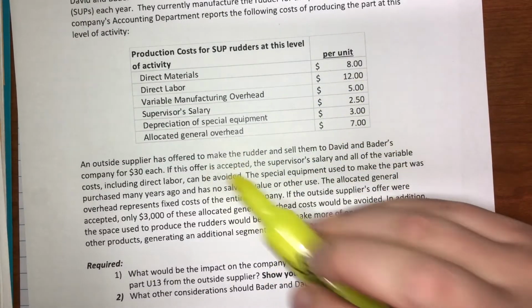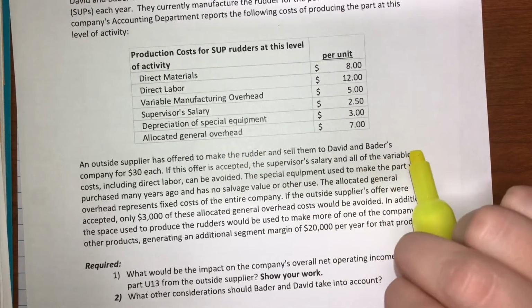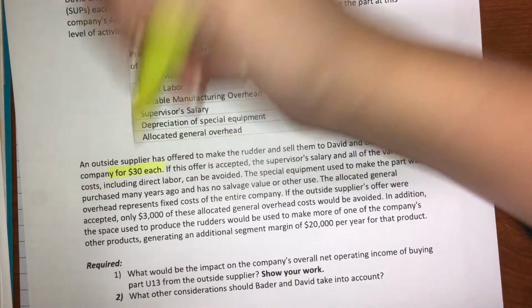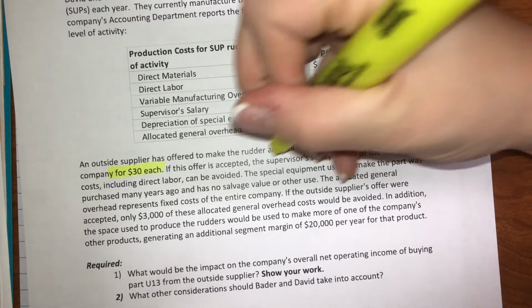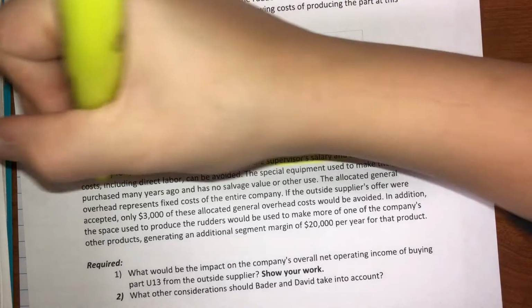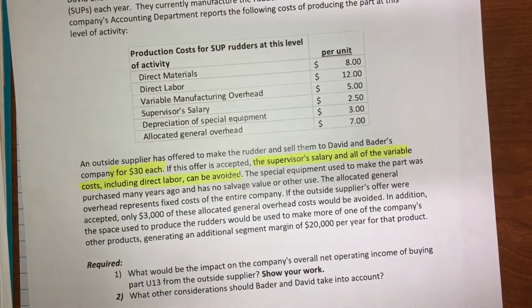The outside supplier has offered to make the rudders and sell them for $30 each. We're going to want to know that. If this offer is accepted, the supervisor's salary and all variable costs can be avoided. So there are some avoidable costs, and we're going to want to know that.